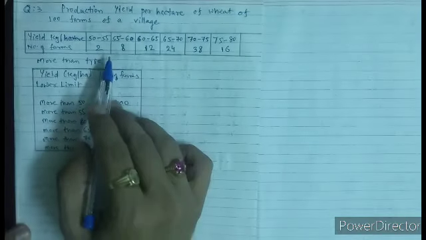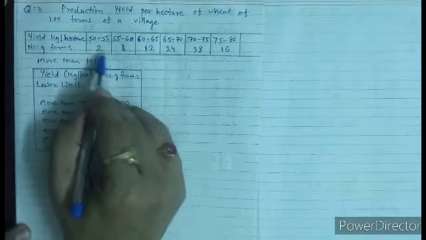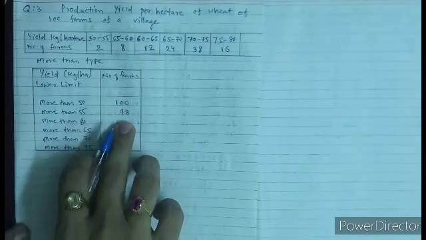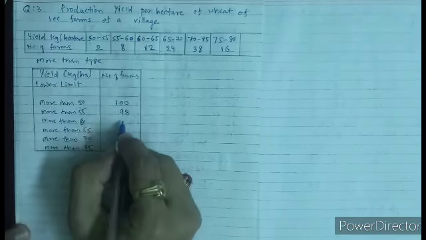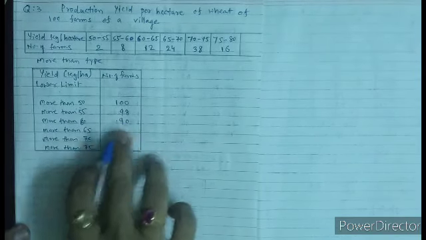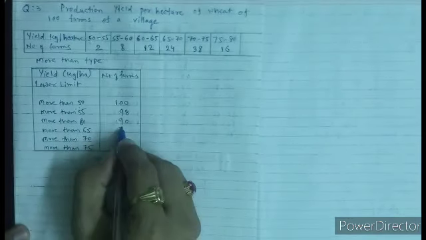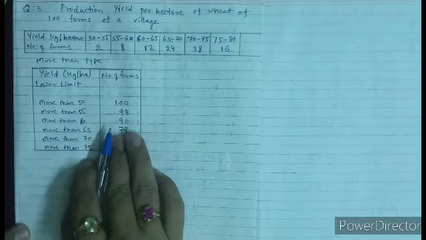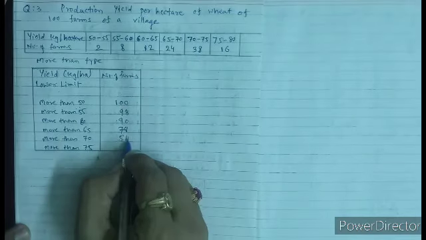Then we have to keep on subtracting the number. So for more than 55, 100 minus 2, it will be 98. Then more than 60, 98 minus 8, it will be 90. Then more than 65, 90 minus 12, it is 78. Then more than 70, it will be 78 minus 24, it will be 54.